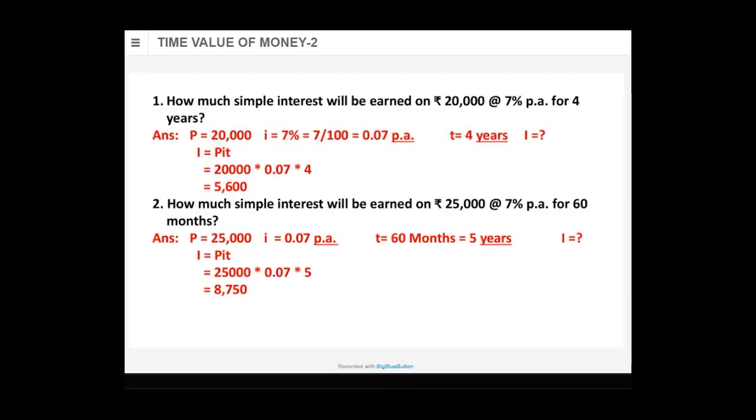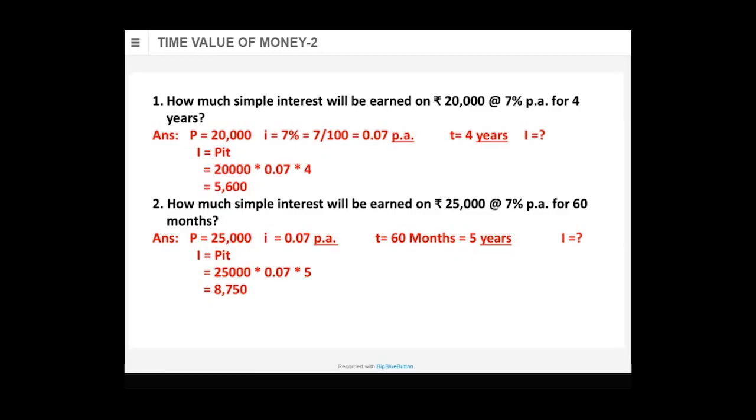Next, we have done the sums. Again, I'll just go through it. How much simple interest will be earned on 20,000 at the rate 7% per annum for 4 years? Here, the interest rate is per annum, so T also has to be in years. Both should be the same. With annum, always go for years, and then I solved it and got the answer. Even you got it correct. That was correct.